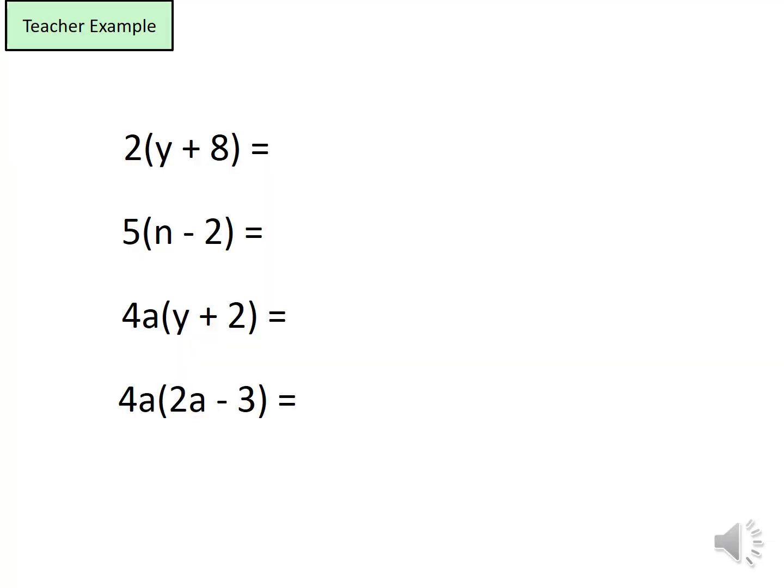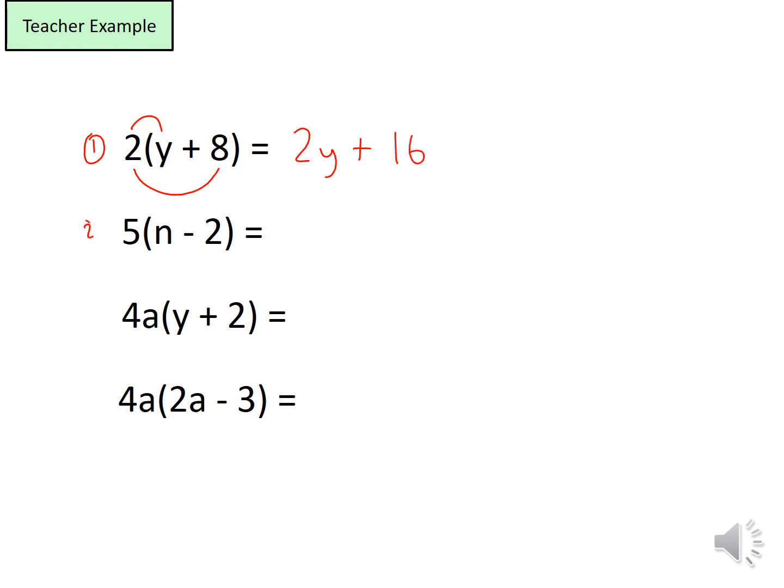What this means is I need to multiply everything on the outside of the bracket by everything on the inside of the bracket. Okay, to do this I will deal with each term one at a time. So first example, on the outside I've got 2, and then inside the bracket I've got y plus 8. Okay, so I'm going to do 2 times y first, which is 2y, and then 2 times plus 8, which is plus 16. Okay, I've expanded that bracket.